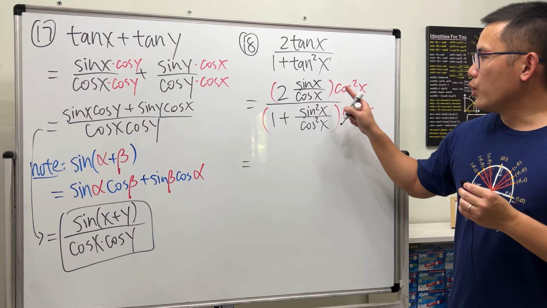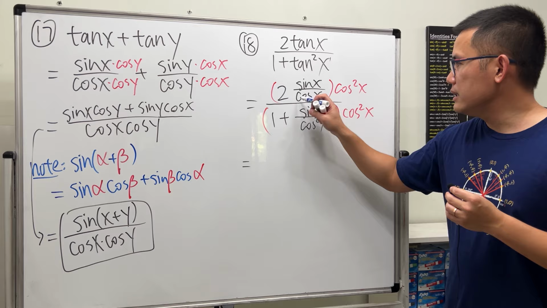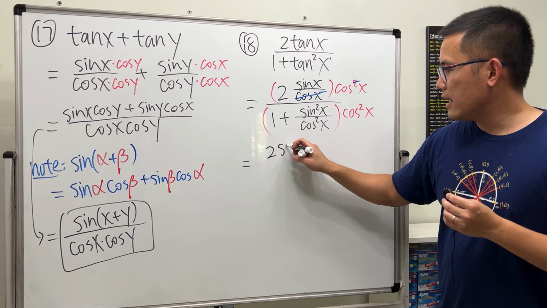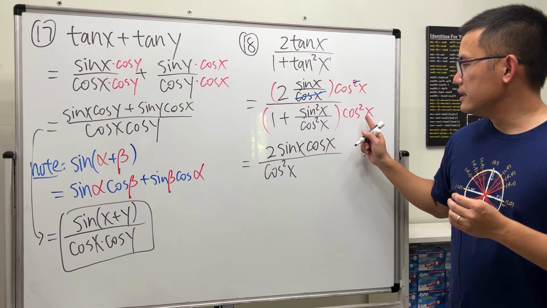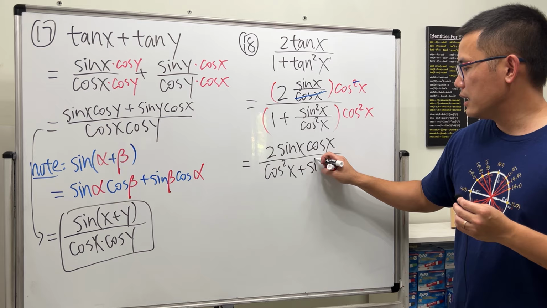So when we multiply all the top and this and that, one of the cosines cancel, right? This and one of them cancel. So we just have 2 sine x and then cosine x. For the bottom, distribute: this times that is cosine square x. This times that, cosine square cancel. So we just have plus sine square x.